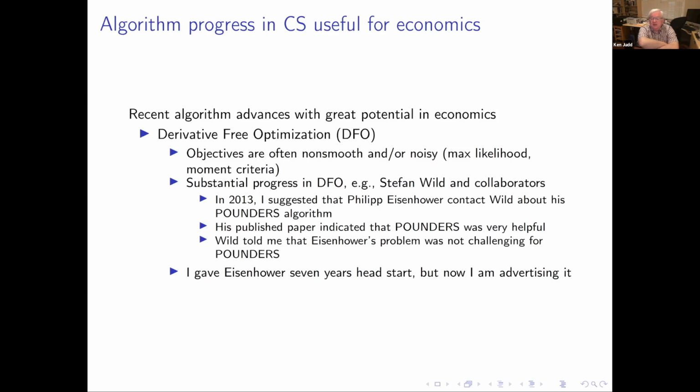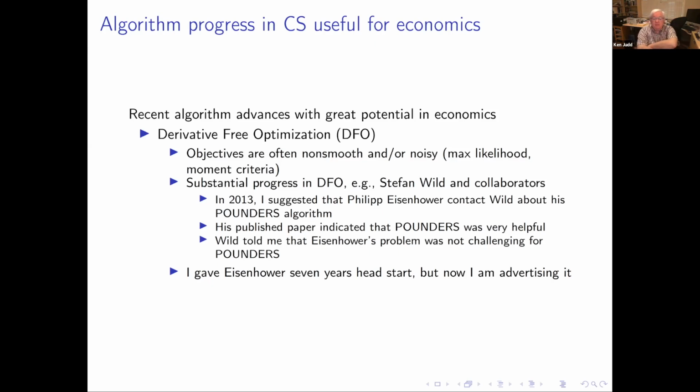By the way, that comes out of maximum likelihood or moment criteria problems. If you're doing simulated maximum likelihood or simulated moments, you're going to have these kinds of objective functions where the Monte Carlo simulation noise is going to generate some wiggles around the true function that you're trying to minimize. There's been substantial progress in that in the last 10 years or so, in particular by Stefan Wild, who is from Switzerland, but is now at Argonne Labs outside of Chicago, and his collaborators.